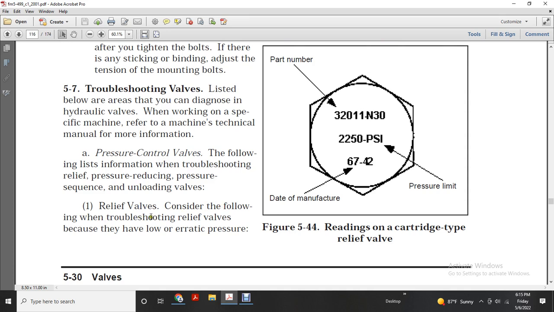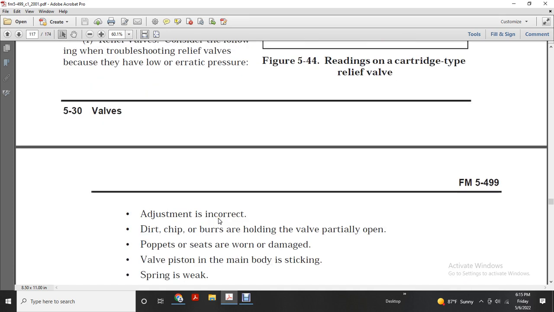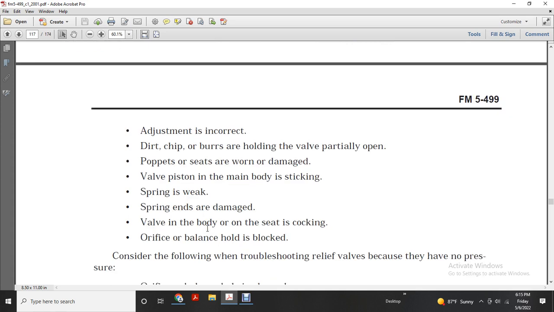The relief valve may have low and erratic pressure. Adjust if incorrect. Check for dirt and chips, burrs in the hole in the valve, and a partially open poppet. See if the valve piston is worn or damaged, or sticking in the main body. The spring may be weak, the spring end damaged, the valve body or seat cocking, or the balance hole blocked.